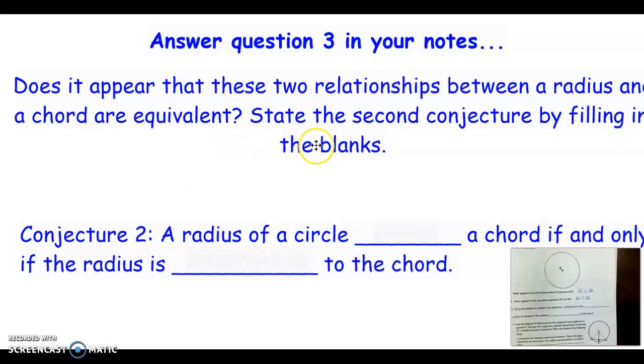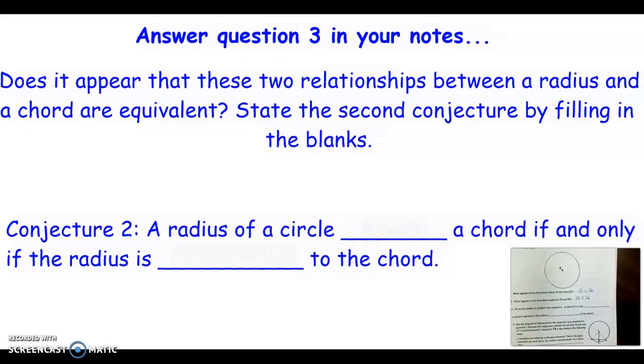So let's look at question 3. Does it appear that these two relationships between a radius and a chord are equivalent? So we're going to state the second conjecture we're making with chords, and this is on your notes as well, number 3. So a radius of a circle does what to a chord? So what did the radius do to the circle? Remember, it cut it in half. It went through its midpoint, and we have a word for that.